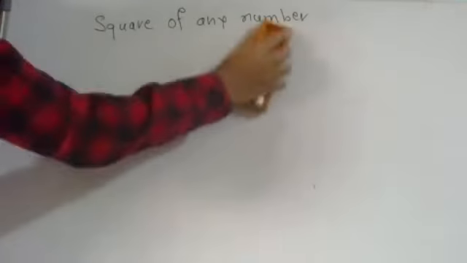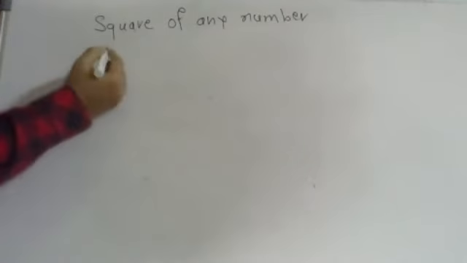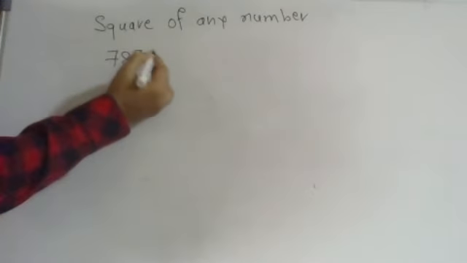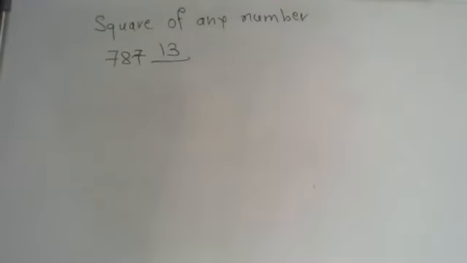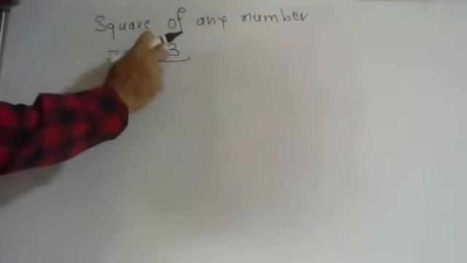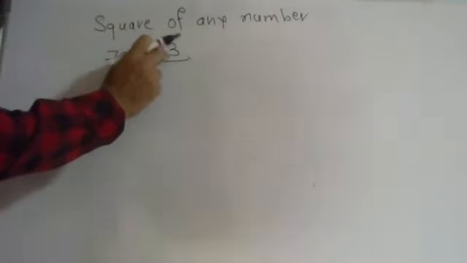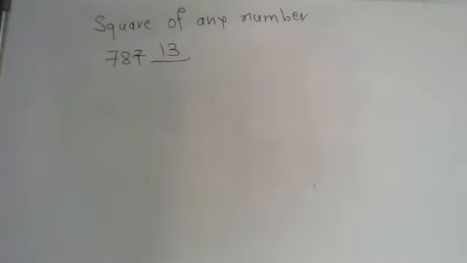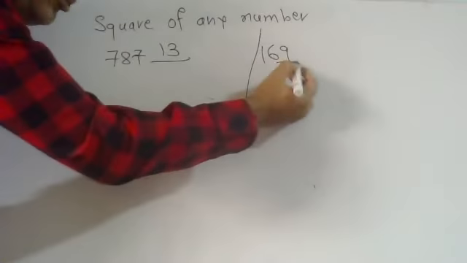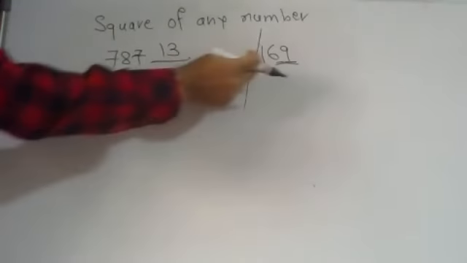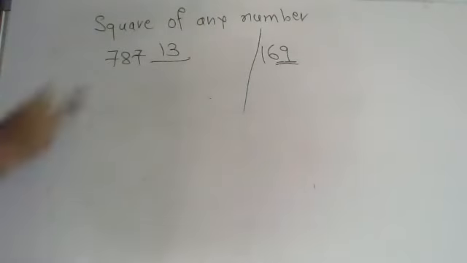787 square. This is 13 places away from 800. So I will make a square of 13. That is 169. We want a 2-digit number here, so I have to carry this number over here.